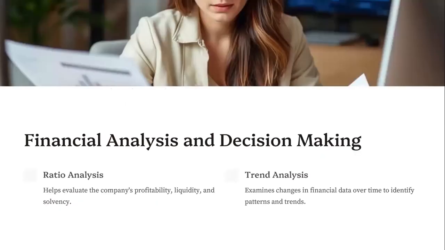Now, let's talk about financial analysis and decision making. It includes ratio analysis that helps evaluate the company's profitability, liquidity, and solvency. And trend analysis examines changes in financial data over time to identify patterns and trends.